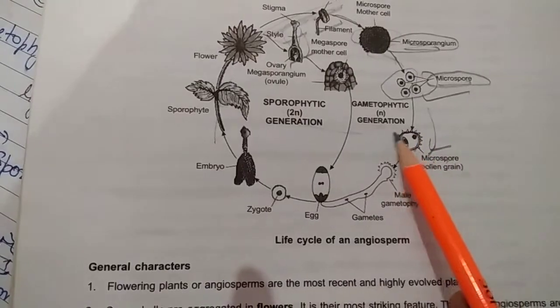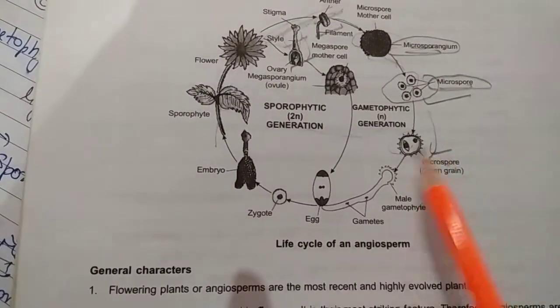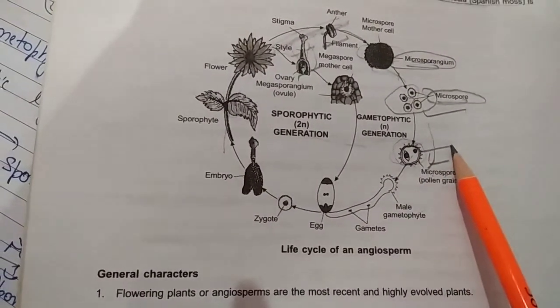The pollen grain has two layers. Outer one is exine and inner one is intine. The exine has the hardest protein that is called sporopollenin.